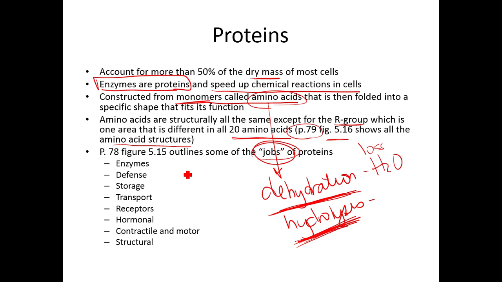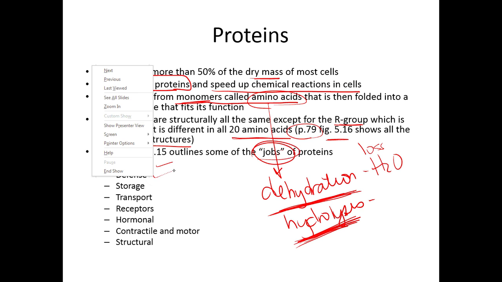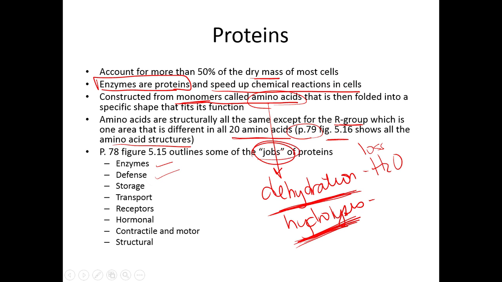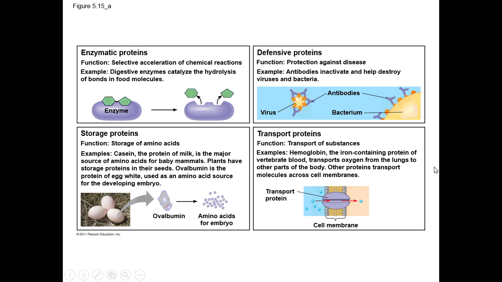So here are some of the categories of jobs. Enzymes, those help with chemical reactions. Antibodies are examples of defense proteins. They help defend the body with like the immune system. There are proteins that are for storage, proteins for transport, proteins that are receptors on cells, hormonal proteins, contractile motor, and structural proteins. So there's lots of jobs that proteins do. Because remember, more than 50% of the dry matter of cells, which doesn't include the water, obviously, is proteins. That's what makes us who we are. So here are some of those functions. And again, this is in your textbook.